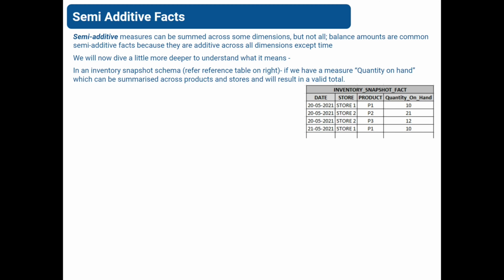Let us take the example of an inventory snapshot schema, and refer to the reference table on the right. If you read this table, what it gives is, in a particular store for a particular product, how much quantity on hand was there on a particular date. So store 1 had product 1 on 20th of May, it had only 10 quantities on hand. Similarly, for product 2 on 20th May, store 2 had 21 quantities on hand.